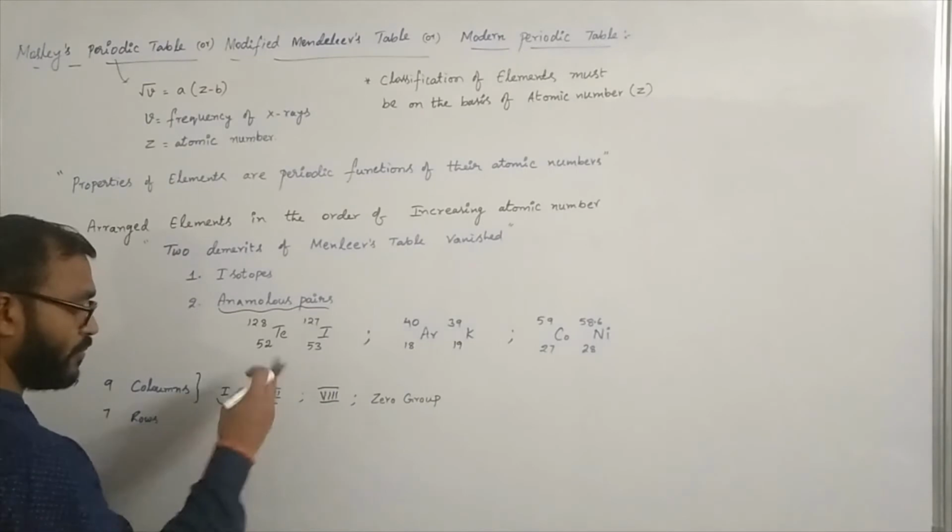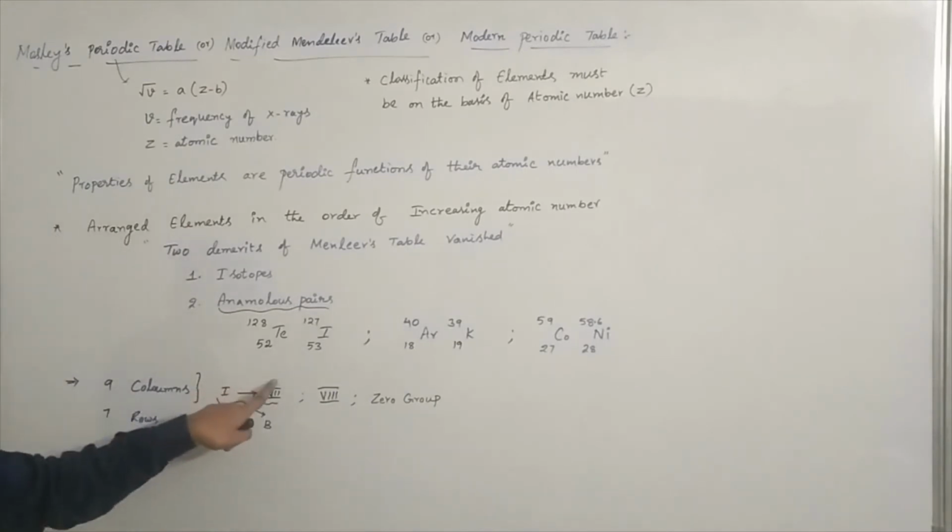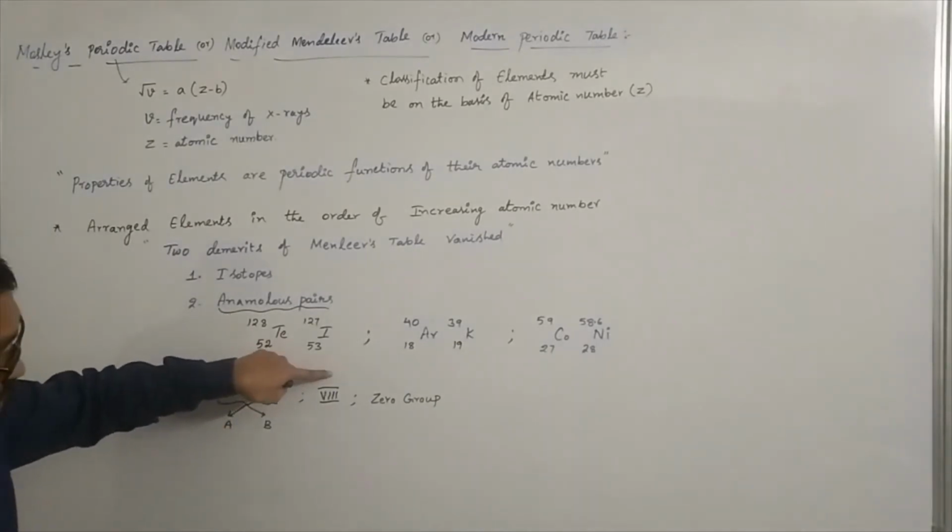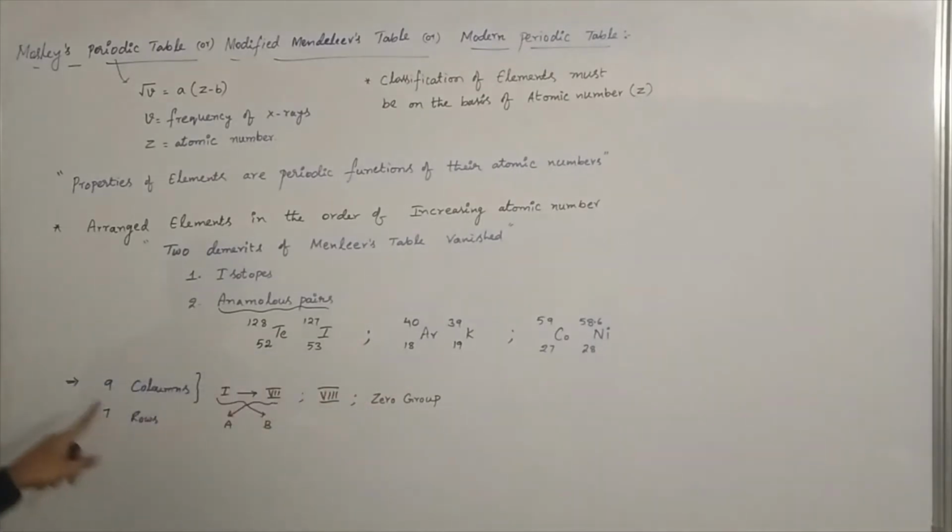Totally how many vertical columns are there? 1 to 7, totally 7, 8 and 1, 9. Totally 9 columns. We call those 9 columns as 9 groups, whereas the 7 horizontal rows, we call them as 7 periods. And in addition to that, he placed lanthanoids and actinoids.